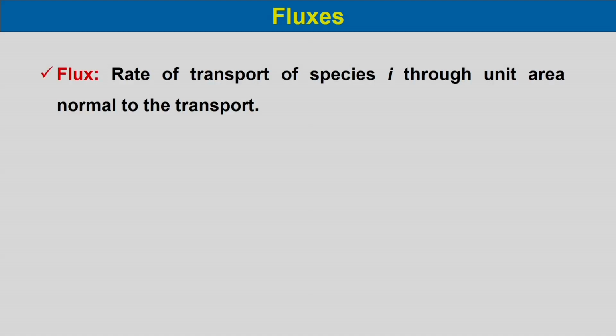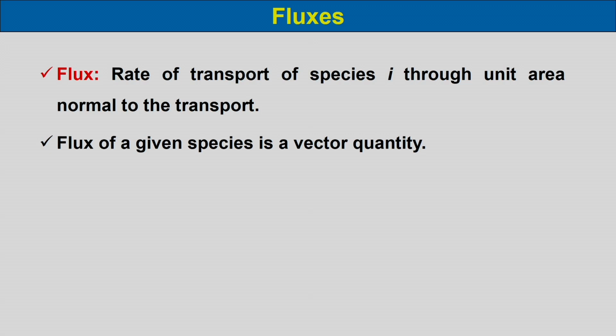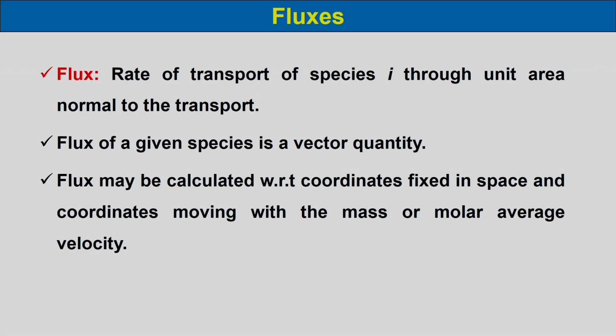Now, we will discuss fluxes. The flux of a particular component is defined as the rate of transport of species i through unit area normal to the transport. The flux of a given species is a vector quantity, and flux may be calculated with respect to coordinates fixed in space or coordinates moving with the mass or molar average velocity.